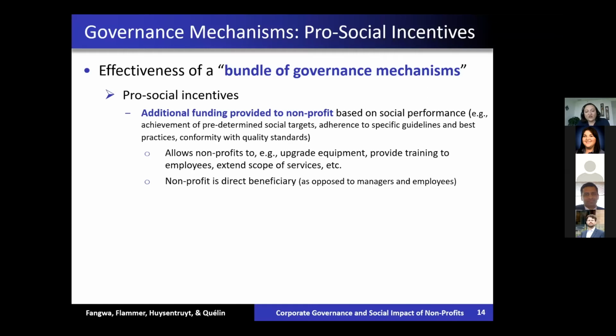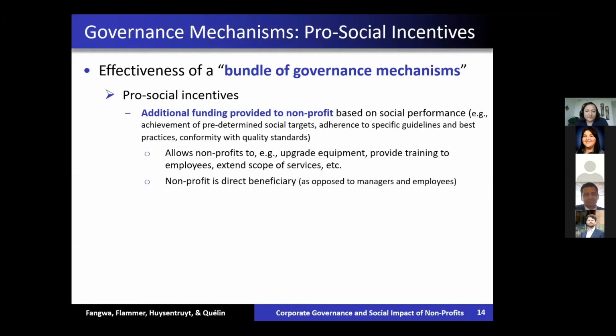So, in terms of pro-social incentives, what are these? Well, this is additional funding that is provided to the nonprofit organization based on its social performance, such as the achievement of predetermined social targets, adherence to specific guidelines and best practices, and conformity with quality standards. Now, this additional funding in turn allows the nonprofit to, for example, upgrade its equipment, provide training to its employees, extend the scope of services, etc.